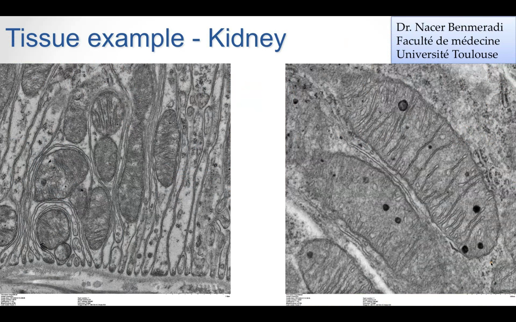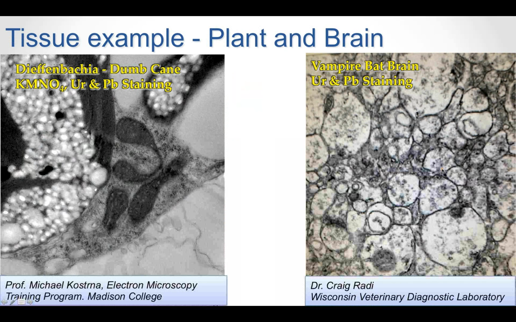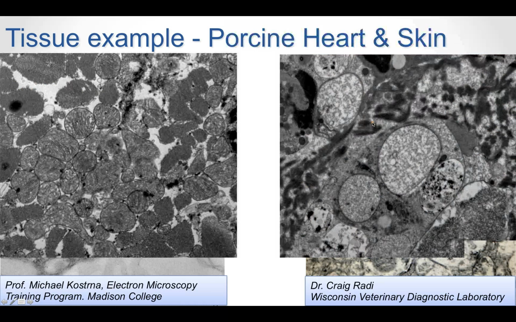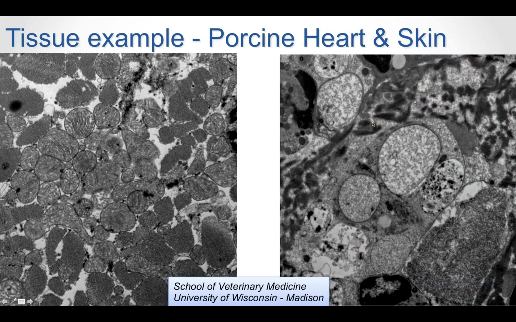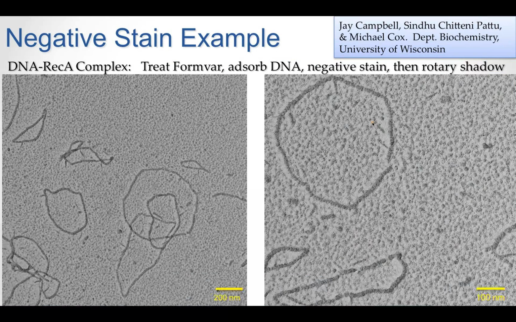Here's a result from the University of Toulouse from Dr. Ben Maradi there. Here's a result from the electron microscopy training program at Madison College, where technicians learn the art of EM. Here's an example from the Wisconsin Veterinary Diagnostic Laboratory of vampire bat brain. And here's another example from the School of Veterinary Medicine at the University of Wisconsin here in Madison. And finally, here's an example of negative staining that was done within the capsules.